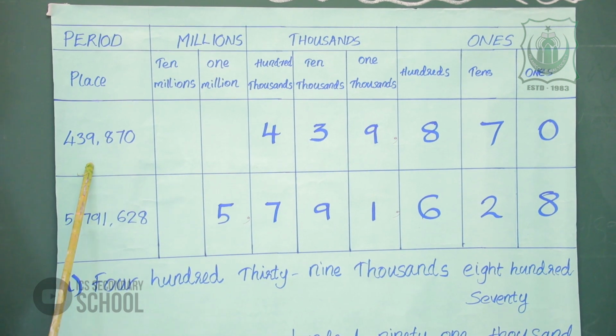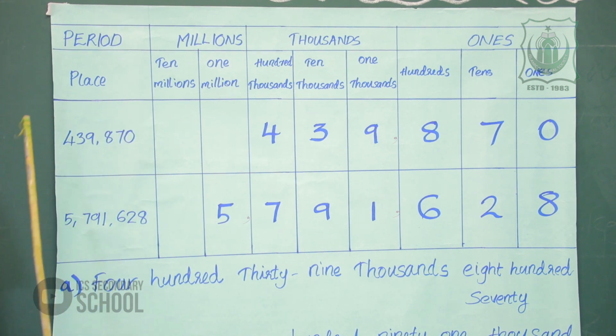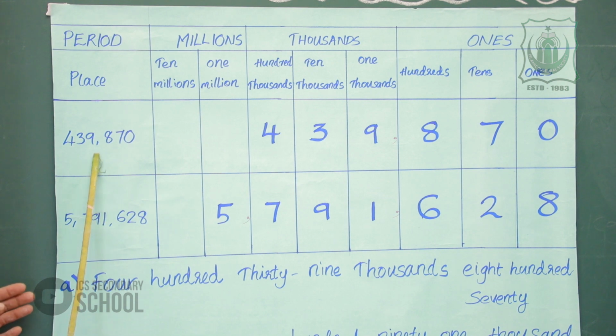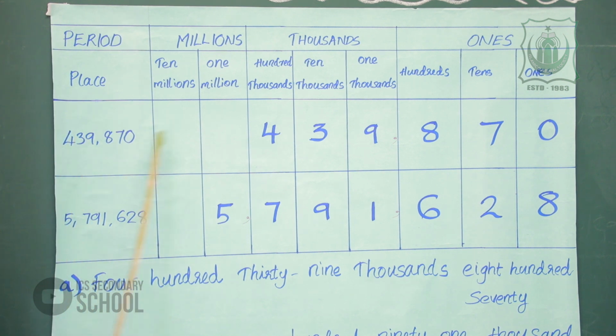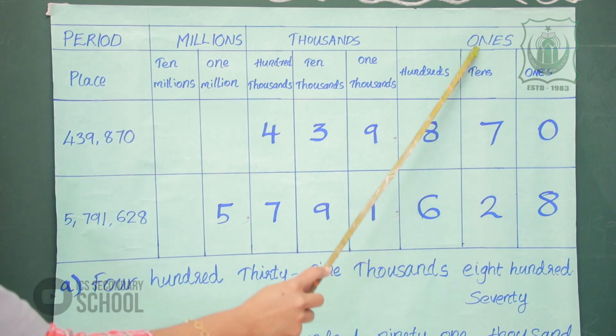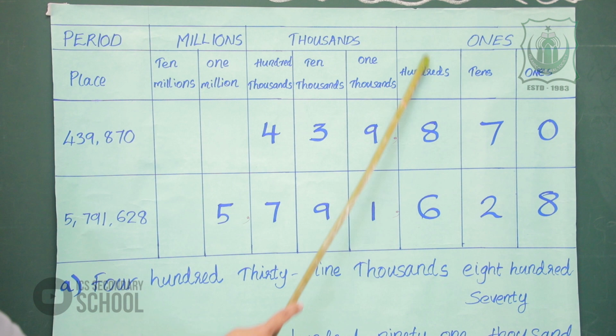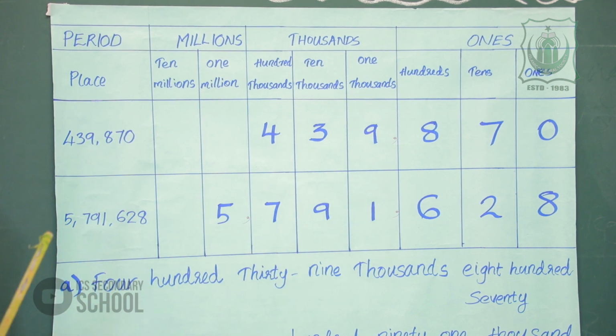Now we have an example. How many places, how many digits? Yes, a 6-digit number. Now we have to put each digit in each period. The first one is 0, 0 in ones. 7 in the tens column. Okay. 8 in the hundreds column. So the first period is completed. Second one, 9 in the thousands column. 3 in the 10,000 column. 4 in the 100,000 column. Clear?